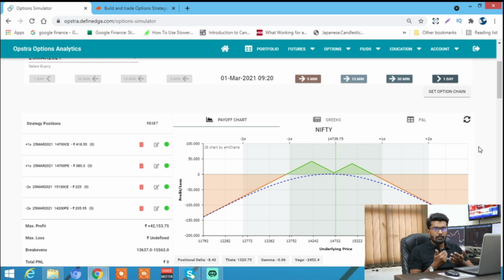Even if the market moves, you will make a profit, and even if the market doesn't move, you are going to make a profit. That is the highlight of this strategy.